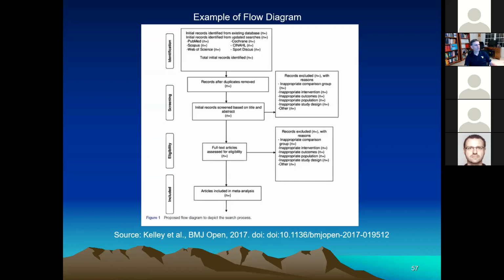And then what we do is we look at the number of records screened. If you look at the arrows, we look at the number of records, the non-duplicates, based on the title and abstract.